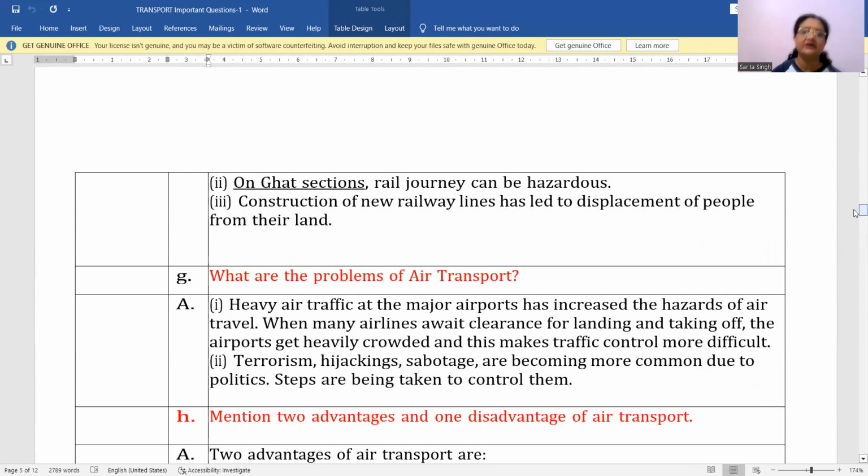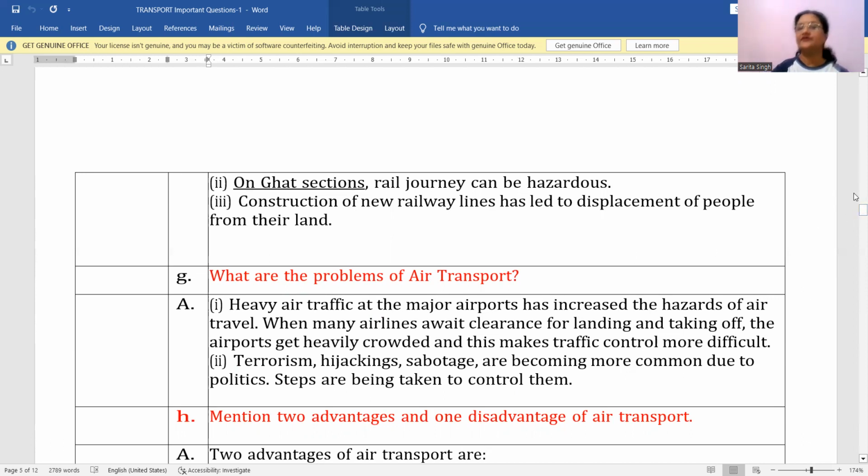Rail journey can be hazardous also, right? Then construction of new railway lines has led to displacement of people from their land. This is a disadvantage. Okay, then on undulated land and all the hilly and mountainous areas, you will find the rail tracks are very less laid in those areas. The reason is it needs a flat surface. ओके, तो वहां पर आपको रेलवे ट्रैक्स बहुत कम मिलेंगे.